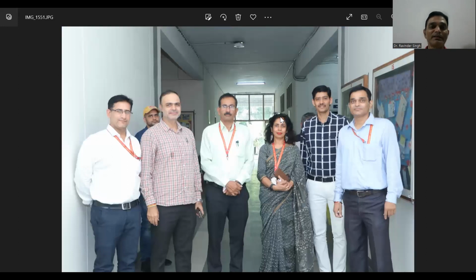So here is our chief guest, the head and professor of the department of physics, Dr. Rajesh Punia, with the principal, Major Dinesh Saharan, vice principal Dr. Indu Sapra, and the other colleagues.